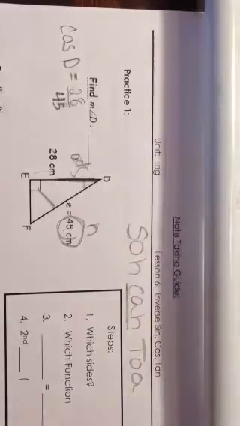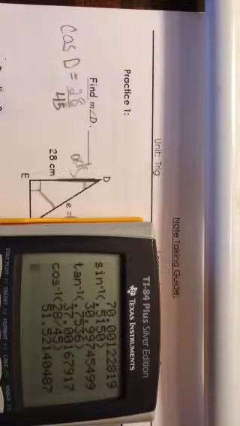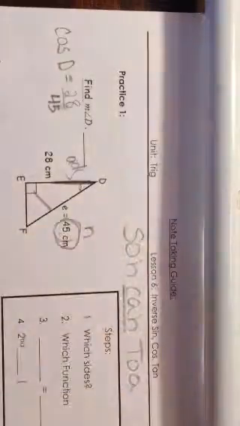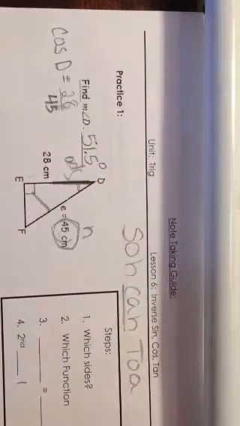So this is going to make a decimal. So what we're going to do is we're going to go second cosine, and we're going to put this fraction in here. So D's angle is 51.52. I think it said go to the 10th, so that would be 51.5 degrees.